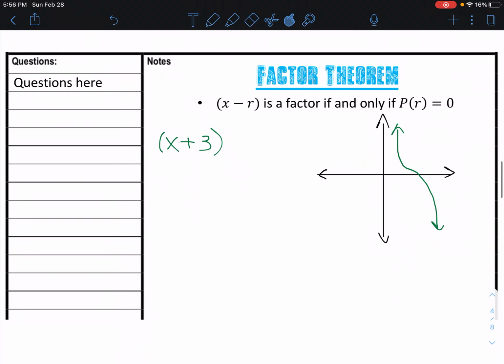Now, a couple of things I wanted to mention just about factors. When we did synthetic division, if you saw this as the divisor, in the box for that, you put -3. That was because that's the root, right?